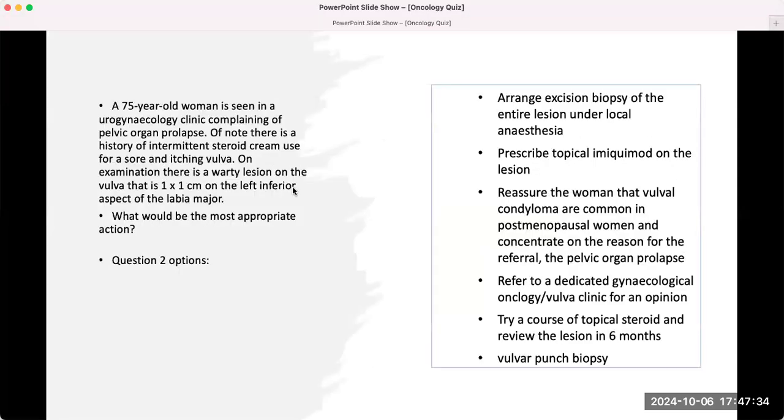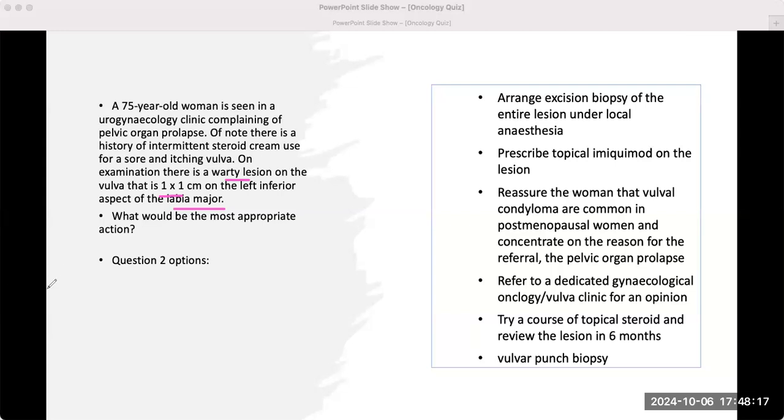In this question number 2, my friends, a 75-year-old woman is seen in the urogynecology clinic complaining of pelvic organ prolapse. So, situation awareness. Of note, there is a history of intermittent steroid cream use for a sore and itching vulva. On examination, there is a warty lesion on the vulva, which is 1 by 1 cm on the left inferior aspect of the labia majora. So this is a lateral lesion. So what would be the most appropriate action? What do you think, my friends?